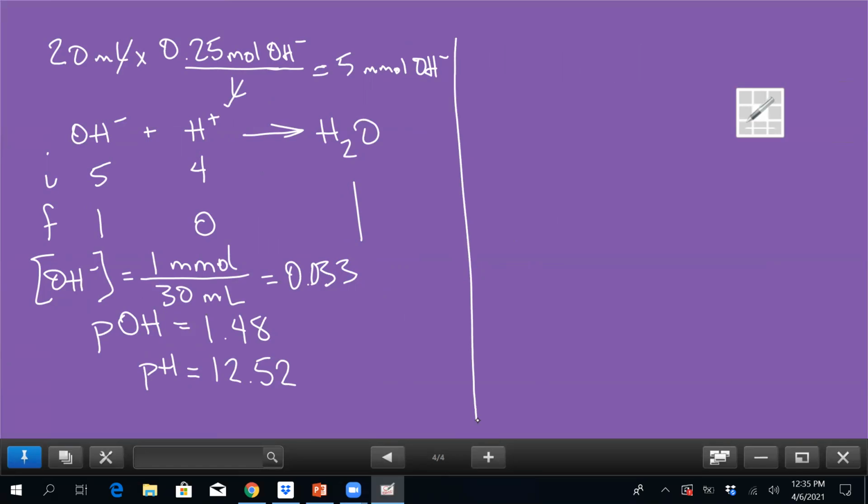Do that one over here. We had 25 milliliters times 0.25 moles of OH negative sitting in a liter to get how many millimoles? 6.25. Is that right? Yes.